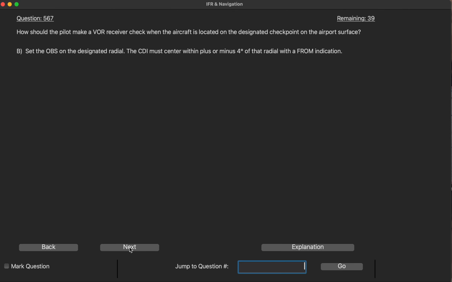How should the pilot make a VOR receiver check when the aircraft is located on the designated checkpoint on the airport surface? Set the OBS to the designated radial. The CDI must center with a plus or minus 4 degrees of that radial with a from indication.